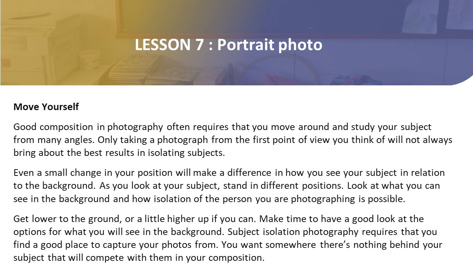As you look at your subject, stand in different positions. Look at what you can see in the background and how isolation of the person you're photographing is possible. Get lower to the ground or a little higher up if you can. Make time to have a good look at the options for what you will see in the background. Subject isolation photography requires that you find a good place to capture your photos from. You want somewhere there's nothing behind your subject that will compete with them in your composition.